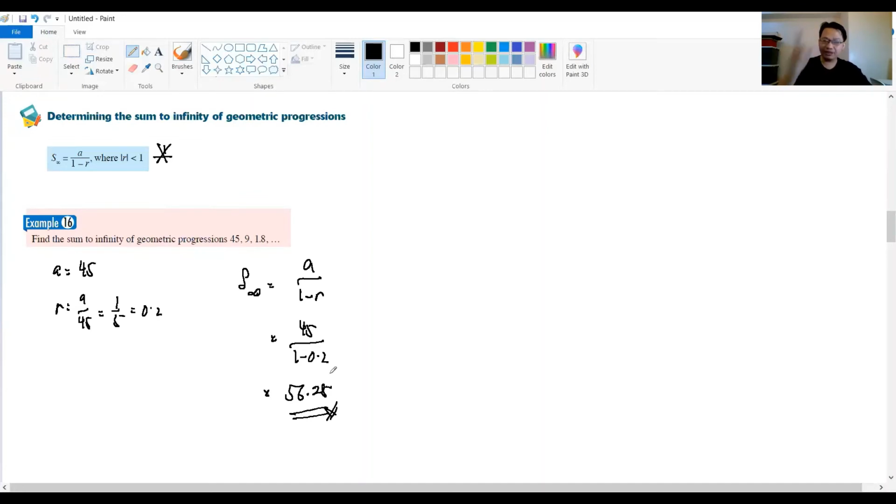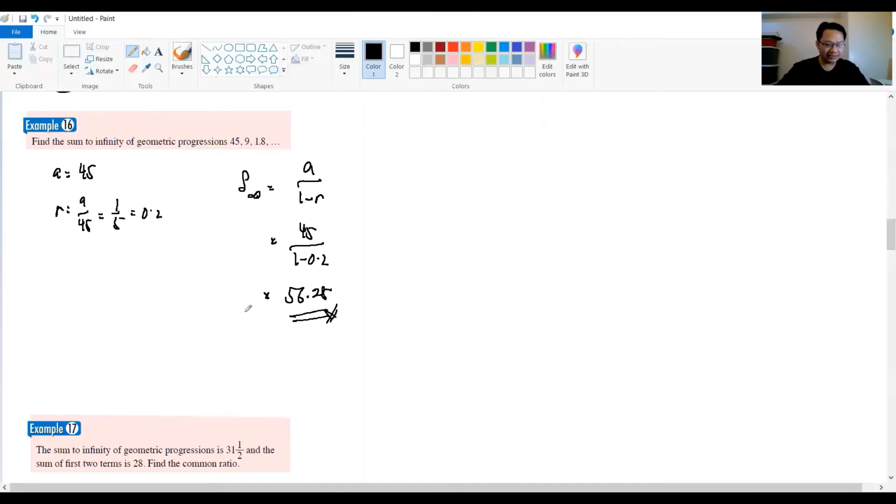The first purpose of this formula is to find the sum to infinity of a question like this one. This is the first reason why we learn the sum to infinity.